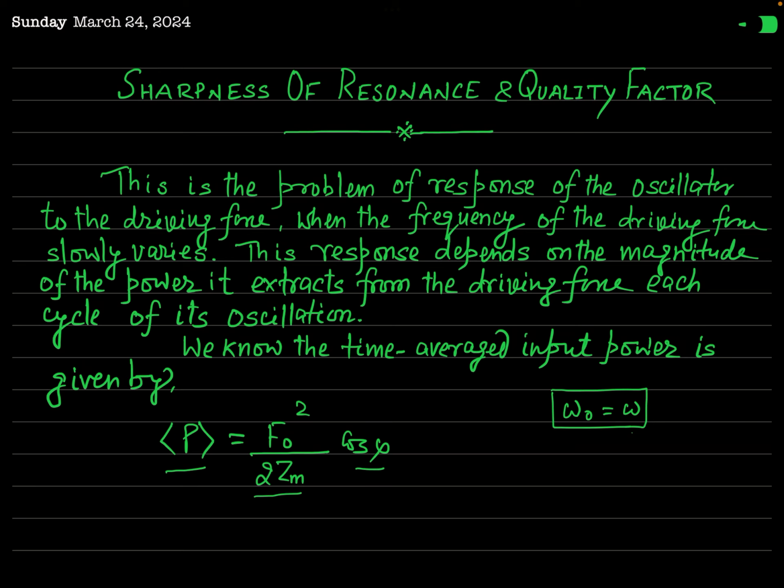I hope you are acquainted with the quantities used in this equation. Here F naught is the maximum value of the applied force, because the applied periodic force is given by F equal to F naught cos omega t. So F naught represents the maximum value of the applied periodic force. And you know this cos phi is called the power factor, and Zm is the well-known mechanical impedance.